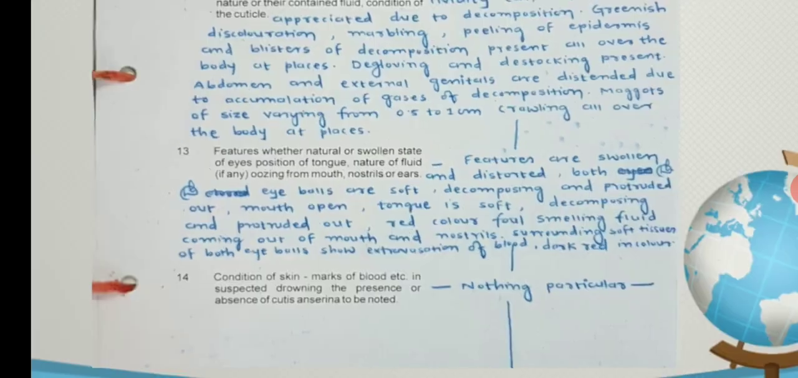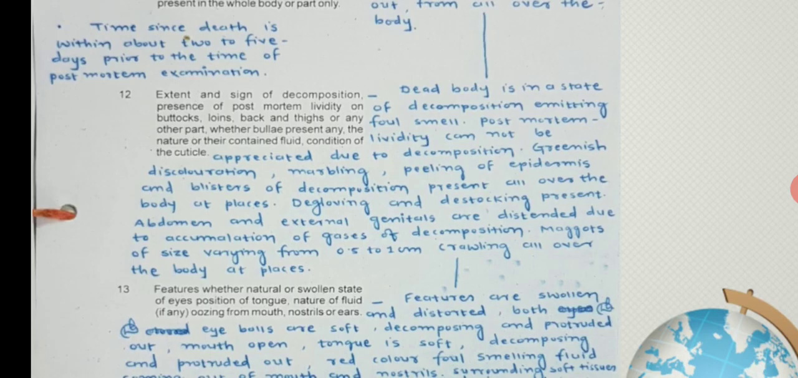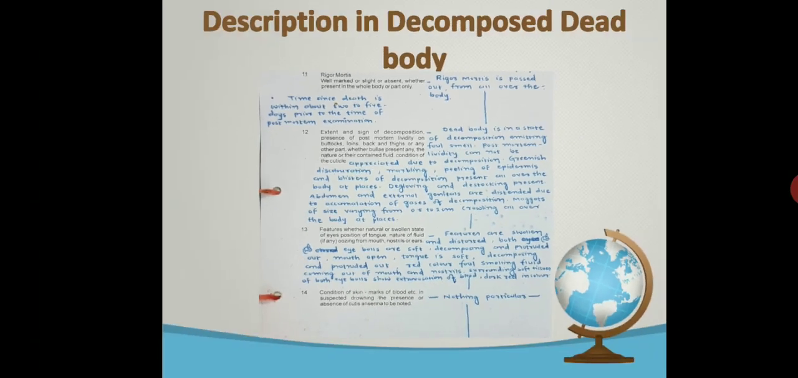For example: the dead body is in a state of decomposition, emitting foul smell. Postmortem lividity cannot be appreciated due to decomposition. Greenish discoloration, marbling, peeling of the epidermis, and blisters of decomposition present all over the body at places. Degloving and reddish-brown staining present at the abdomen, and external genitals are distended due to accumulation of gases. Maggots of size 0.5 to 1 centimeter crawling all over the body. So all the decomposition signs found should be mentioned in column number 12 of the postmortem report.